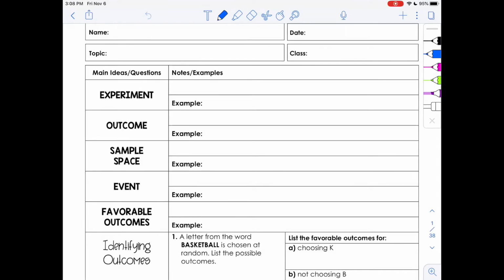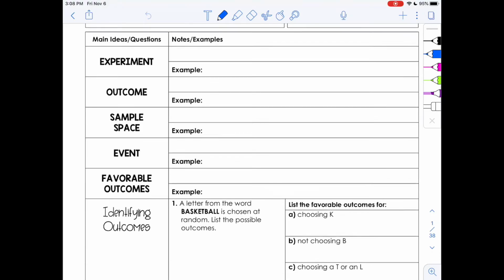In this lesson, we're going to be beginning our unit on probability. Before we start talking about probability, there are a few definitions you need to be familiar with. The first one is the definition for an experiment. An experiment is an investigation or procedure with varying results.